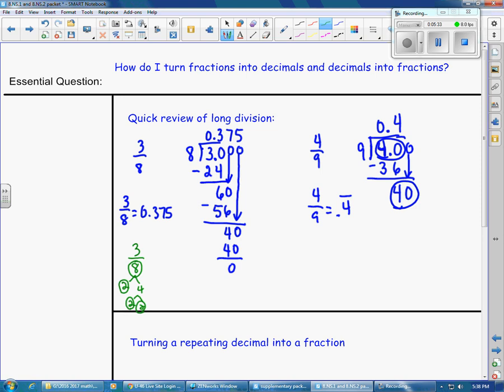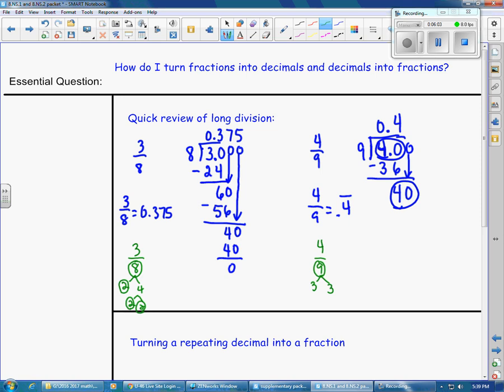Whereas my 4/9, this is not going to break down into 2's. It's going to break down into 3's. Anything other than 2's and 5's for my denominator, they're going to be repeating decimals. If the prime factorization of my denominator breaks down to products of 2's or products of 5's, I know it's going to be a terminating decimal.